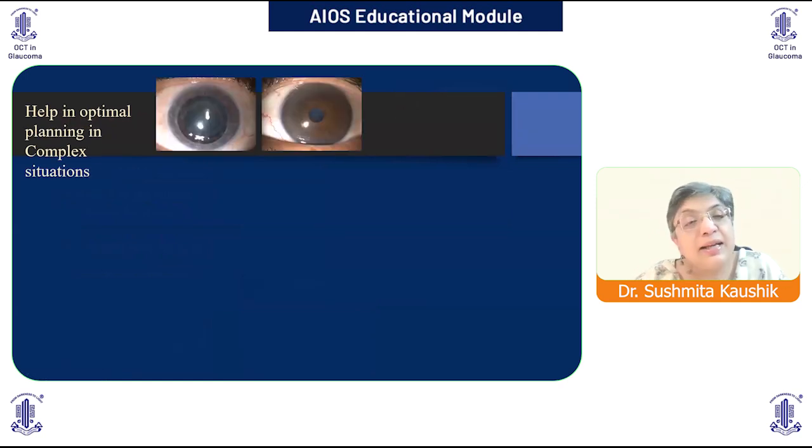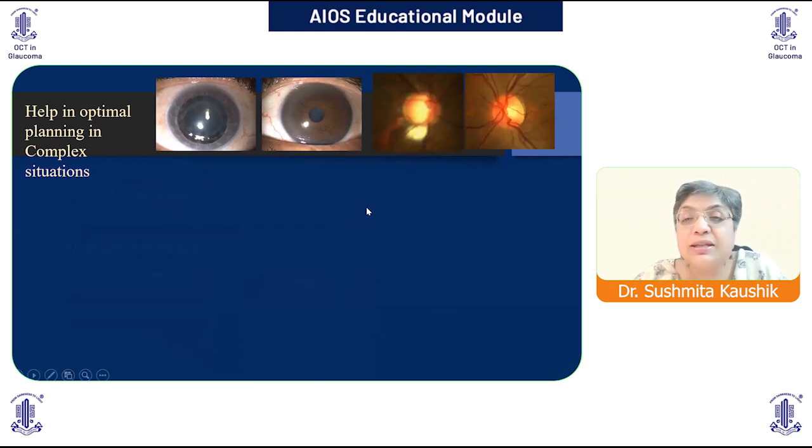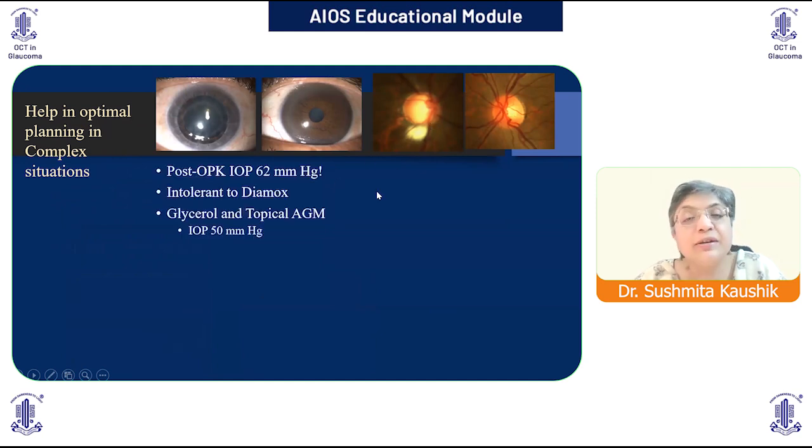The other thing, it helps in optimal planning in complex situations. So, for instance, this patient, you can see a PK and very, very advanced glaucoma, that's a medullated nerve fiber. The IOP is actually 62 millimeters. This graft is going to fail if we don't act fast. He's intolerant to Diamox. So he's just on glycerol and topical AGMs, and IOPs are still 50. So you need to do something even though a PK has been done.